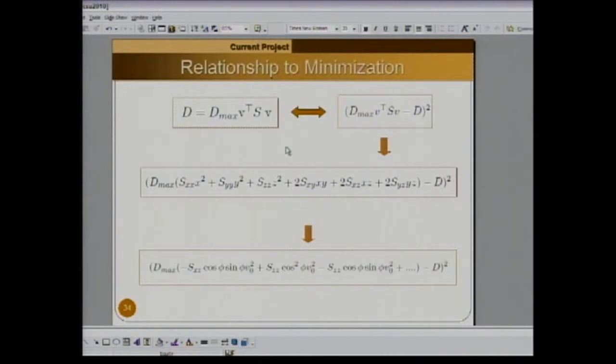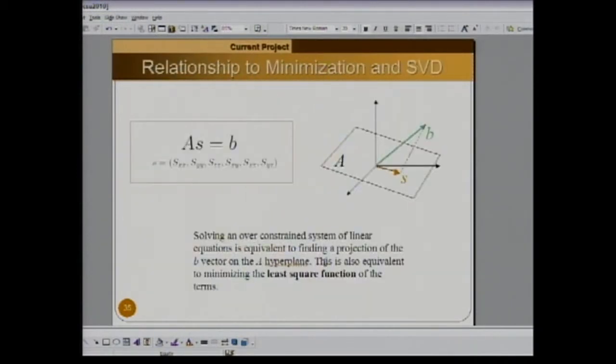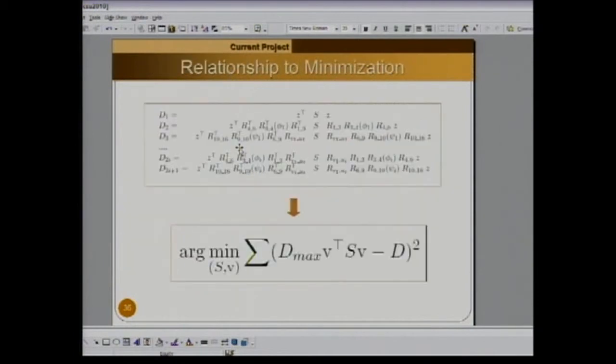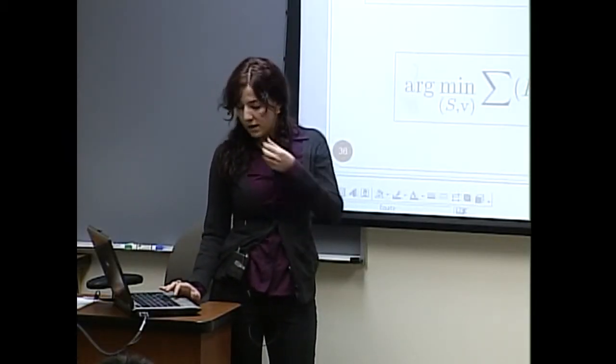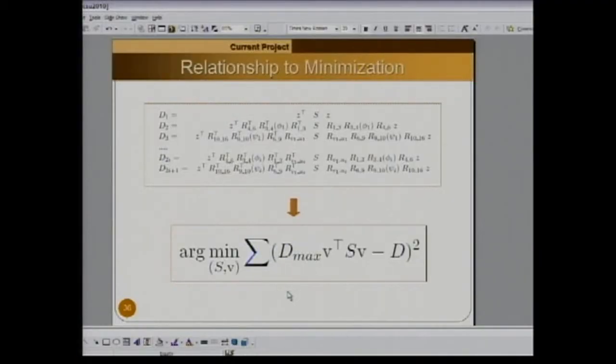Therefore, this is just an expanded representation of the squared term for each equation, and it's been shown for overconstrained linear systems that solving an overconstrained linear system of equations is equivalent to minimizing the least square function of the terms. And this method is known as SVD. Therefore, what we do for our overconstrained system of nonlinear equations is just form a least square function, which is an RDC fit function essentially, and try to minimize it.